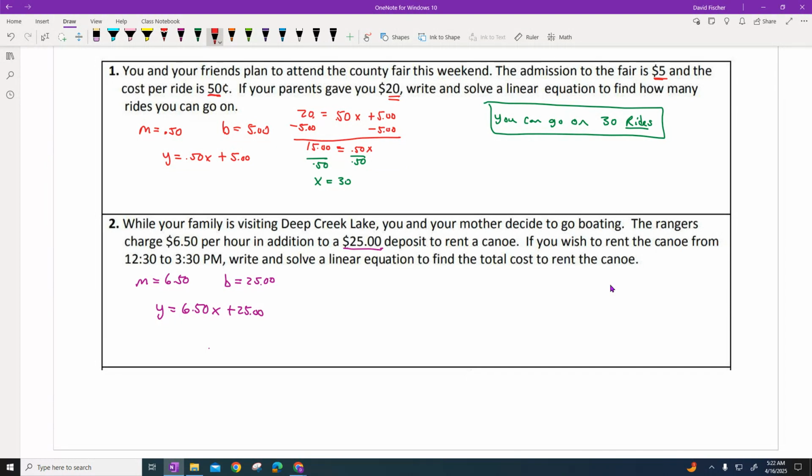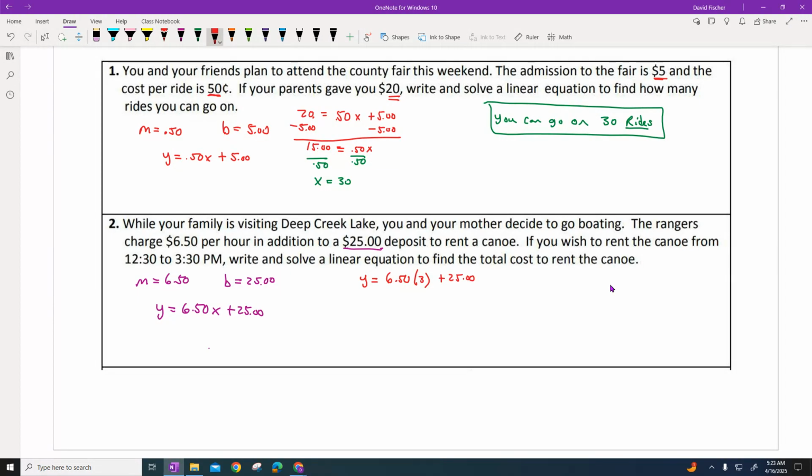If you want to rent the canoe from 12:30 to 3:30, well, we got to know this is every hour. They've charged me $6.50. So how many hours is it from 12:30 to 3:30? 1, 2, 3. I think it's 3 hours. So let's go write our equation. Y equals 6.50. I'm renting the canoe for 3 hours. And they want to know the total cost.